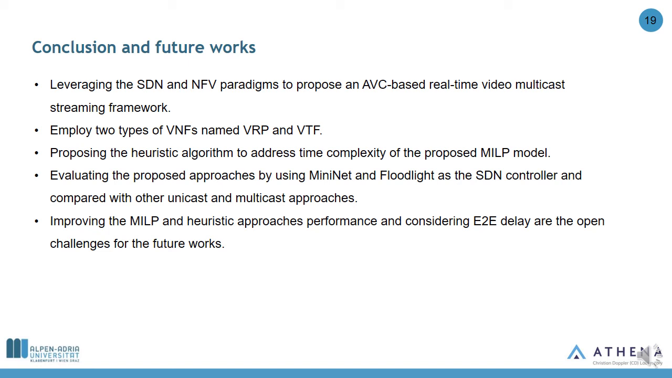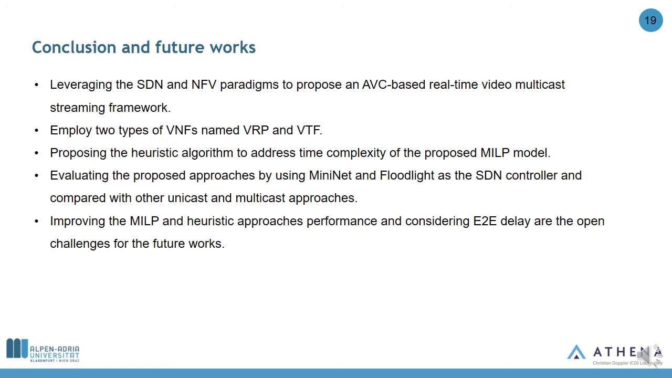In this paper, we leverage the SDN and NFV paradigm to propose an AVC-based real-time video multicast streaming framework. We employ two types of VNFs named VRP and VTF. The VRPs are implemented at the edge of the network, collect the DASH clients' requests, and send them to the SDN controller. The SDN controller determines a multicast tree from an optimal source to an appropriate subset of the VTFs hosted in top nodes. Then AVC encoded segments in the highest requested quality are transferred through the multicast tree. The VTFs transcode the segments to the quality levels requested by VRPs. Finally, the obtained quality levels are transferred to the VRPs in a unicast fashion.